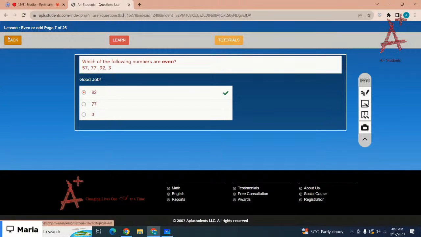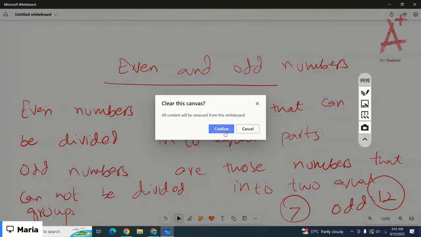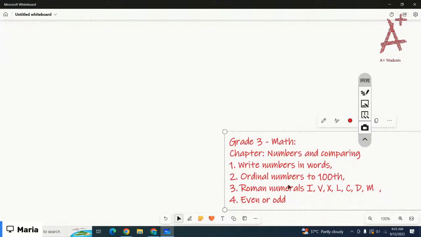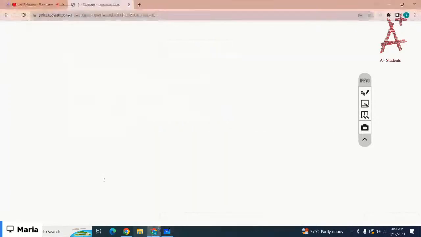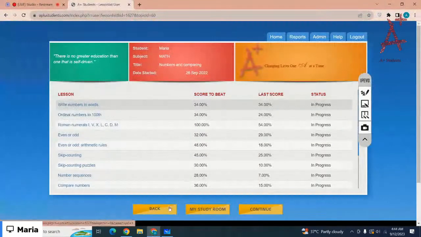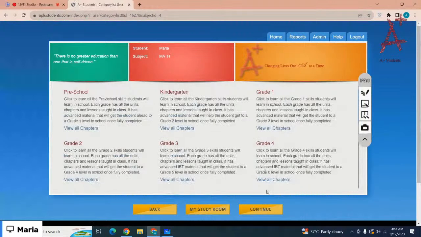Okay, you can complete the lesson by yourself later today. So we're working on grade 3 math. We're working on the chapter numbers and comparing. The lessons we have covered today are writing numbers in words, ordinal numbers up to 200th, Roman numerals, and even or odd. So please make sure before the next session you complete all the practice questions. That's your homework for today.